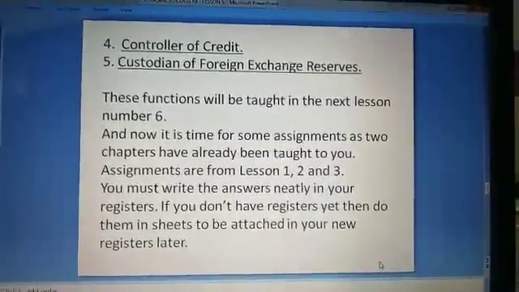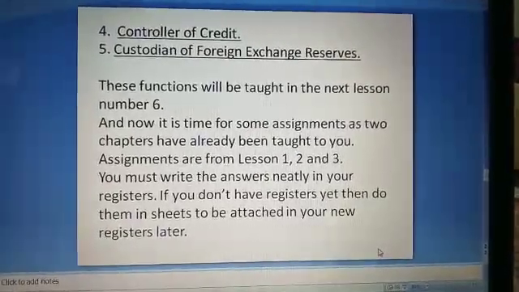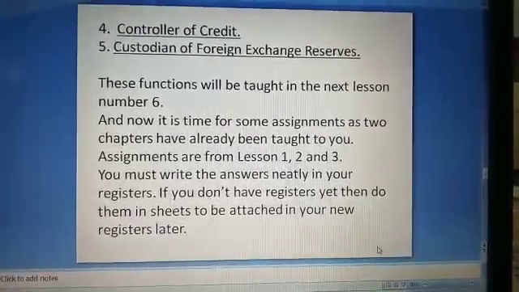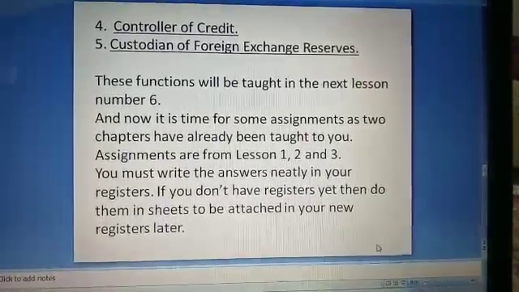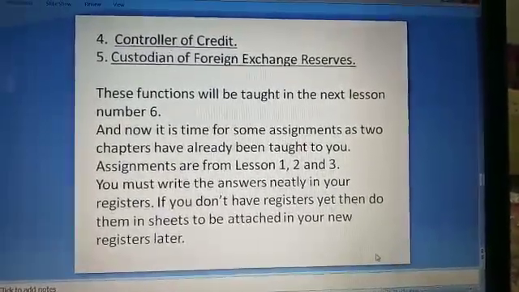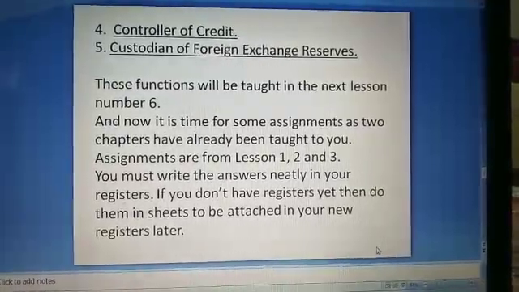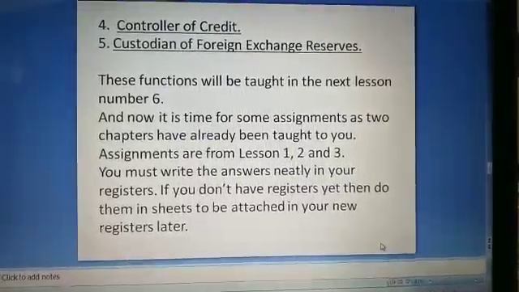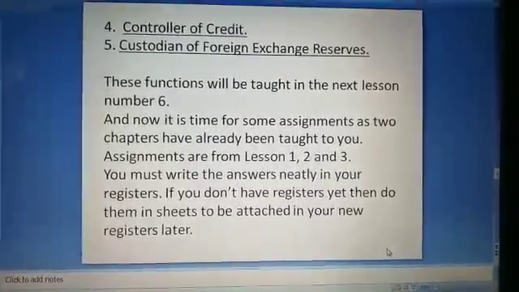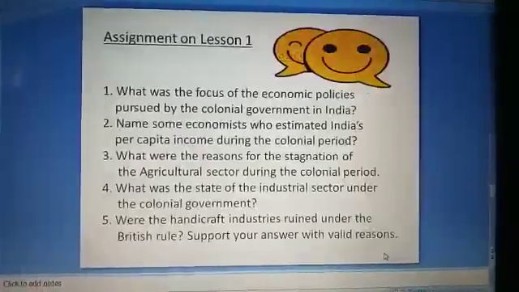The fourth and fifth function we will discuss in the next lesson. Now it's time for some assignments since two chapters have been taught to you. So these assignments are from lesson 1, 2, and 3. You must write them neatly in your registers. It's okay if you don't have the registers. You can write them down in sheets which can be attached later in your new registers.